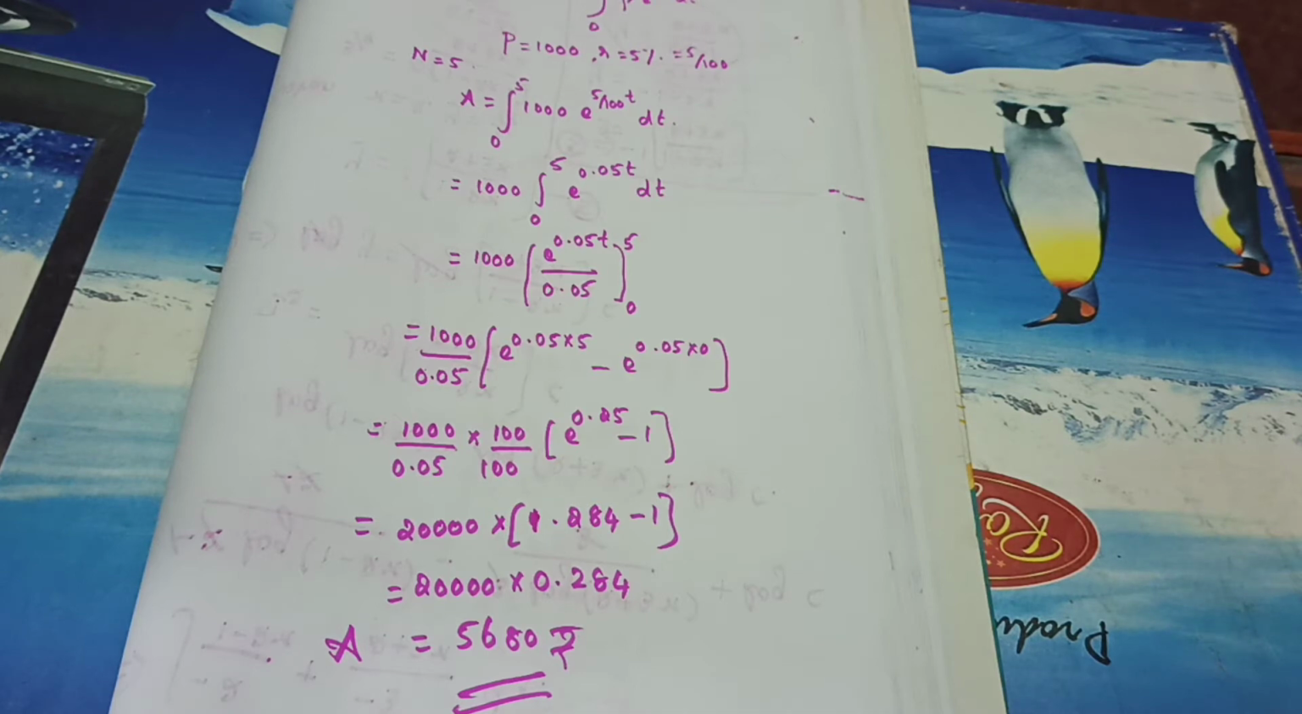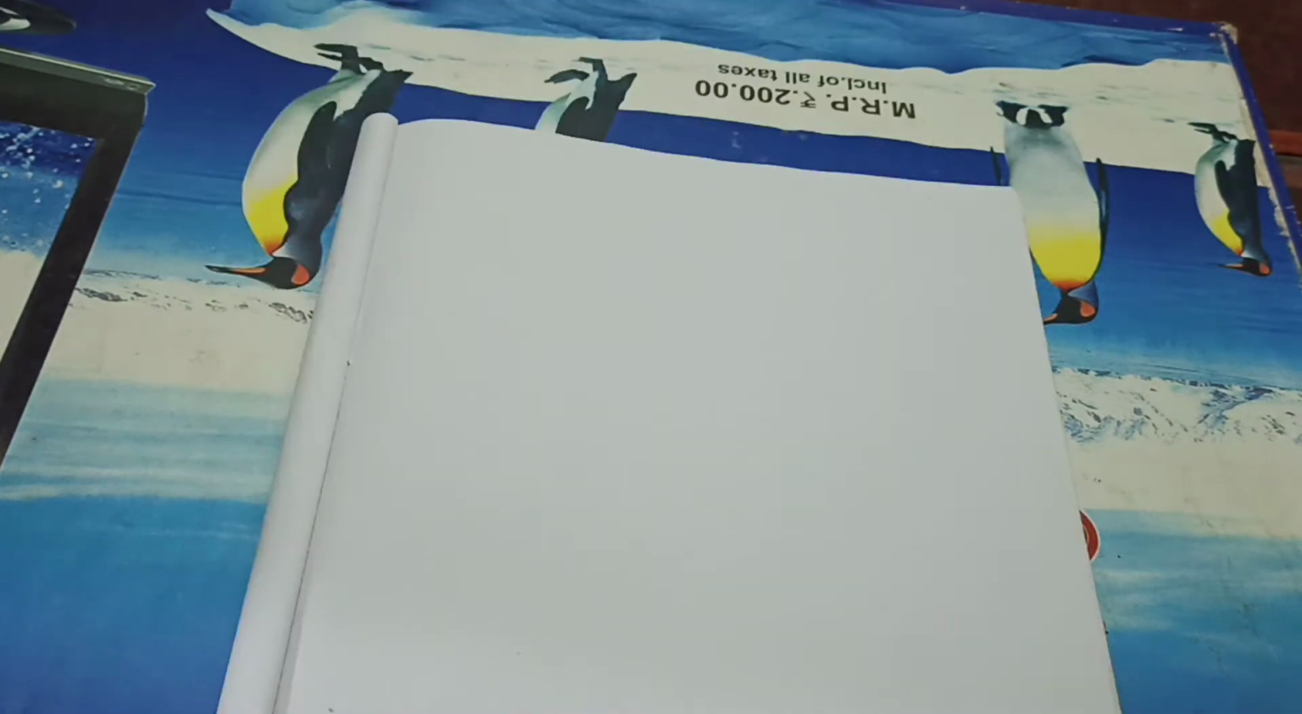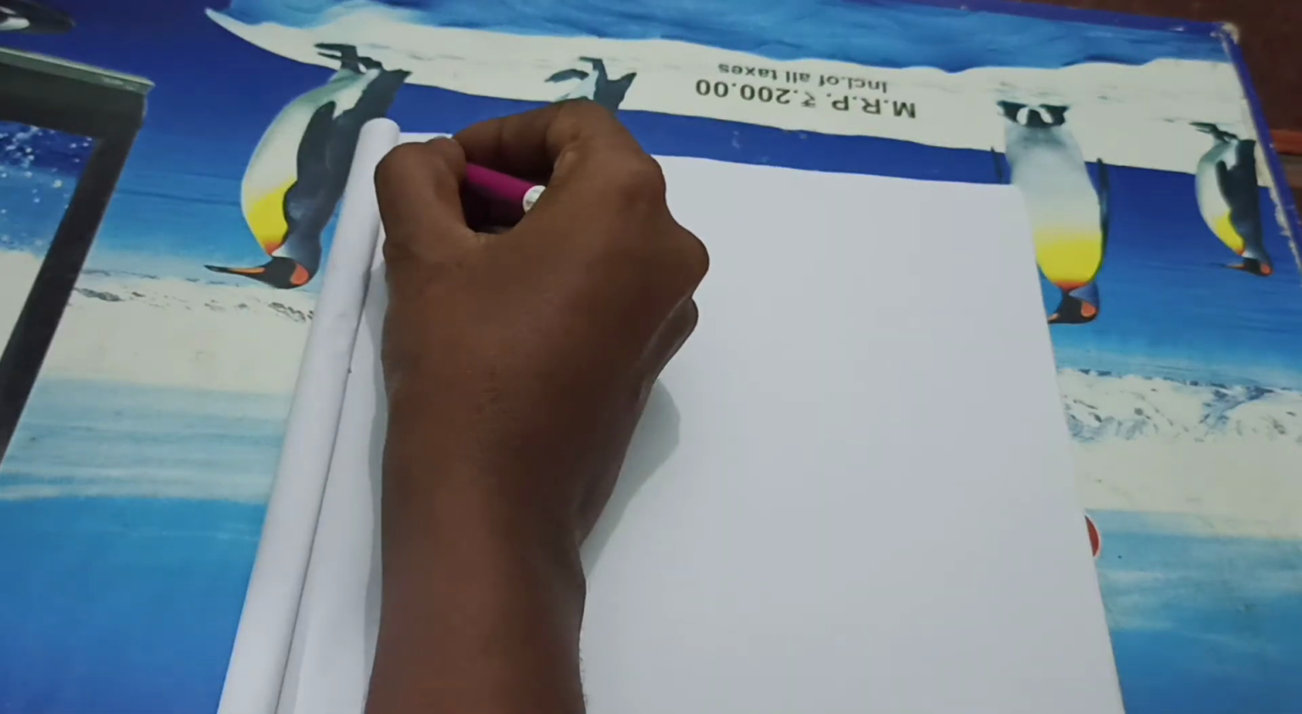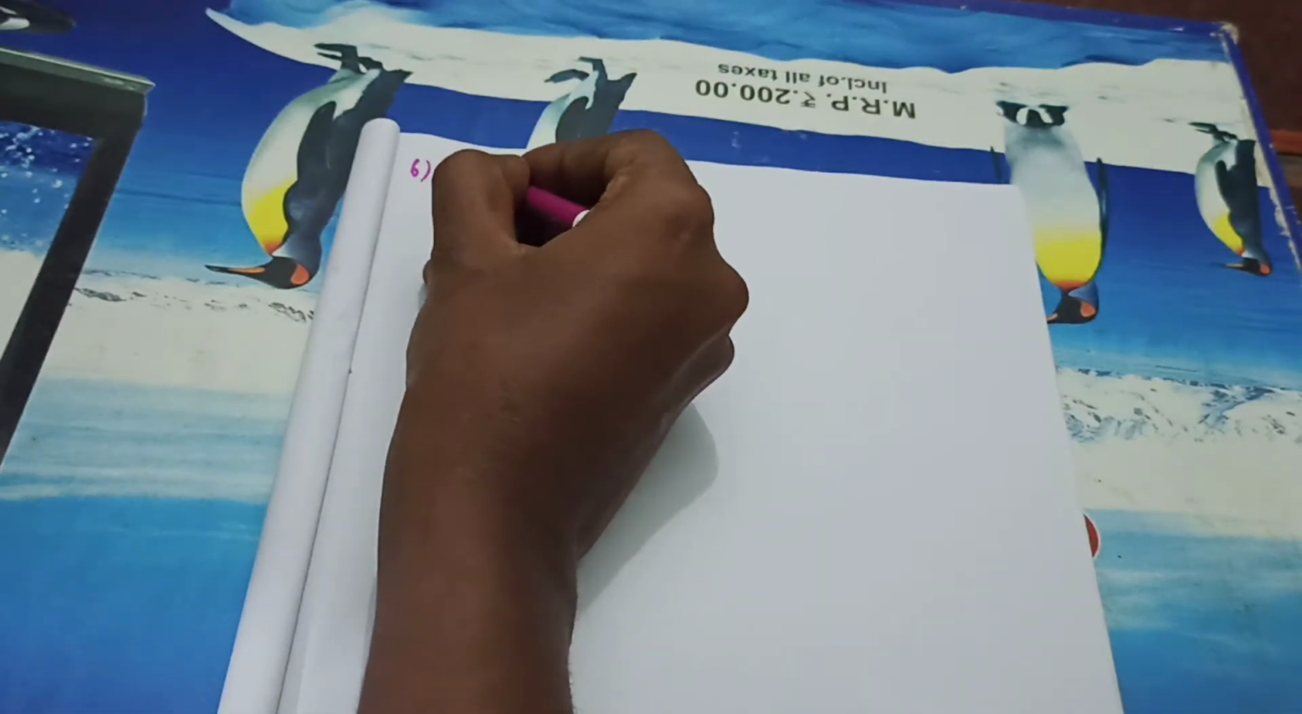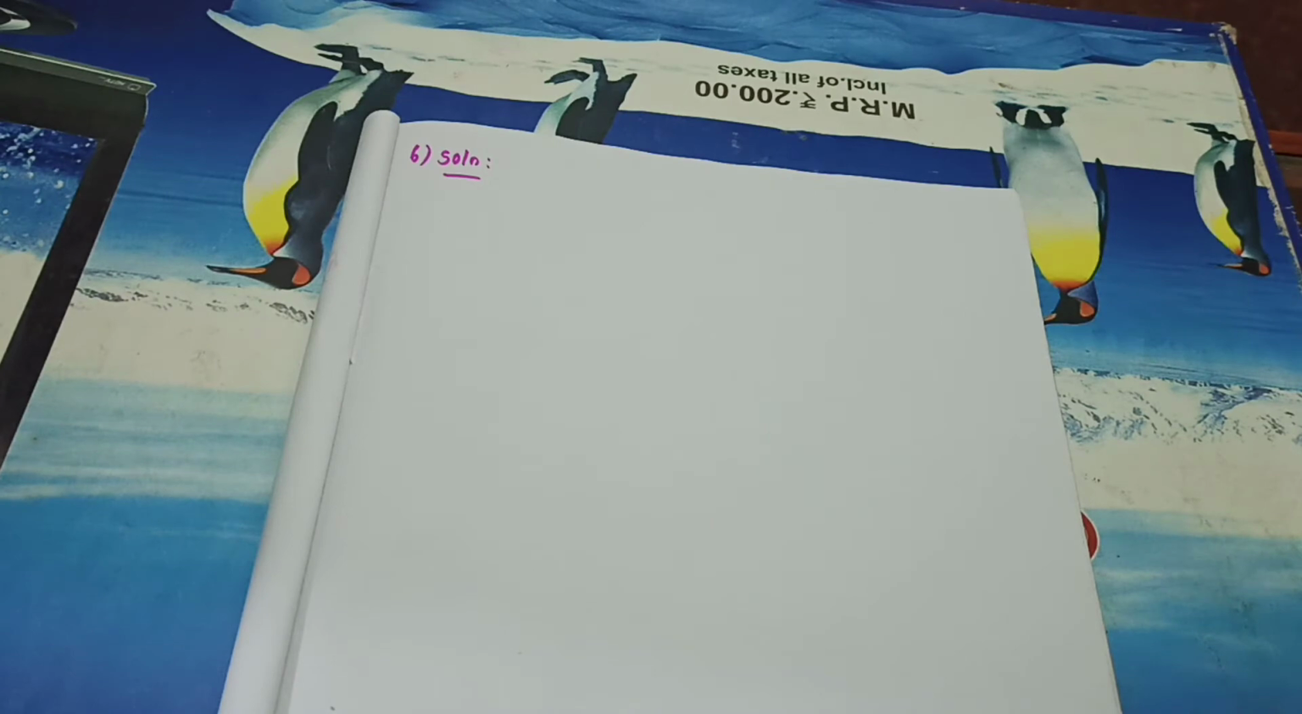Problem number 6. Okay. The marginal cost function of a product is given by dc by dx, where x is the output. Obtain the total and the average cost function of the firm under the assumption that there is a fixed cost, that is k value. That's a fixed cost. It is given as 500. We need to find the total cost as well as the average cost function.